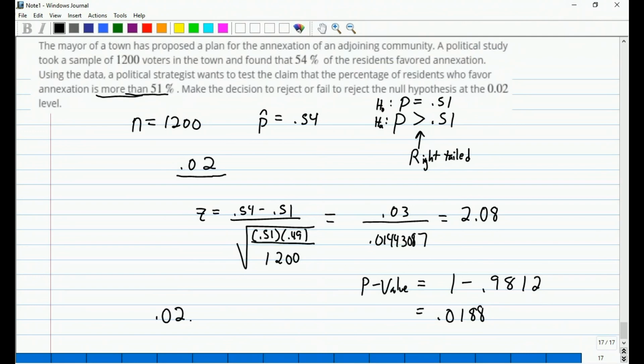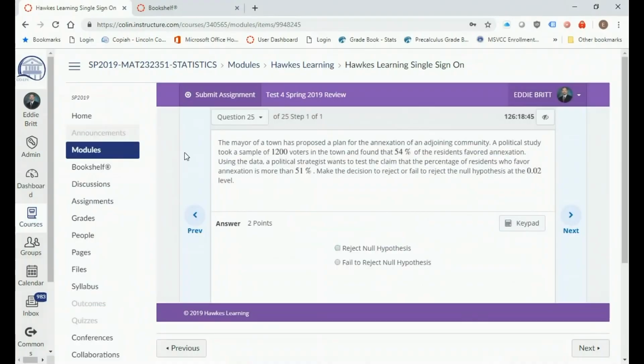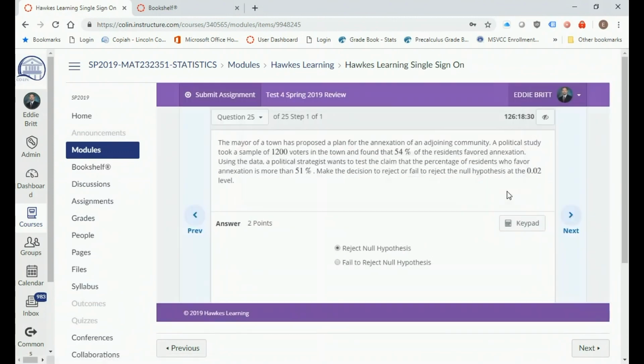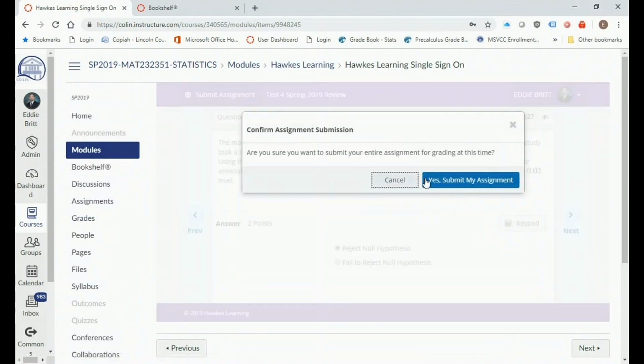Of course, we can all figure out that 0.02 is bigger than 0.0188. So if the significance level is bigger than your p-value, you will reject the null hypothesis. All right, and that's what we're going to put here. Reject null hypothesis. I'm interested to see what I score, because remember on that previous problem I was off by 1/10,000th. So let's see. All right, so submit.